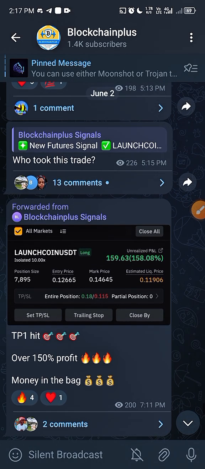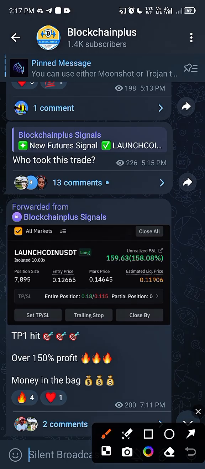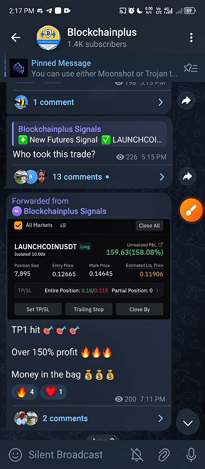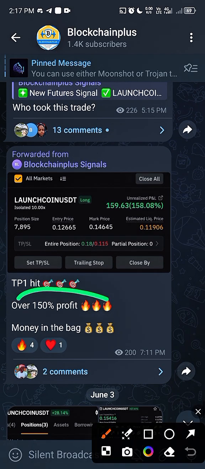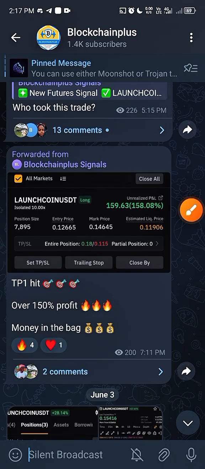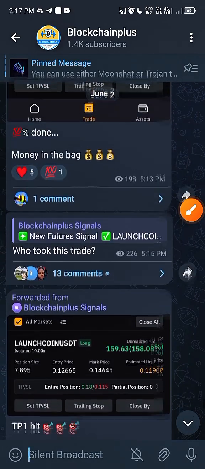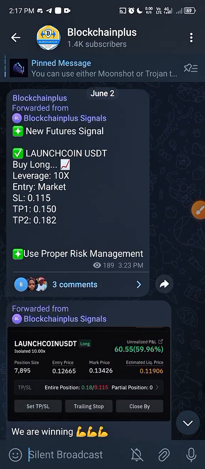Now, if you look at this particular trade right here, this is Launch. I'm going to use this as an example. If you look at this Launch coin USDT, I gave this trade earlier and it hit our TP1 at over 150%. TP2 was supposed to be, I think, 300 and something percent, but it didn't get to TP2. So let's go to the trade so that you will see it here.